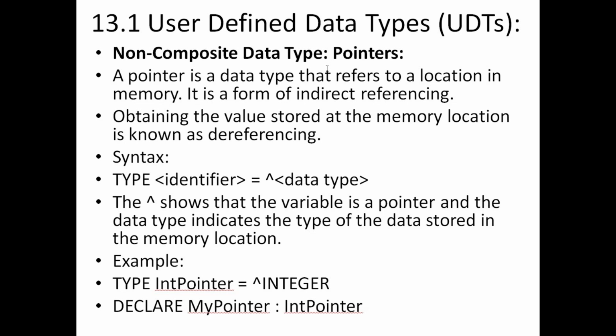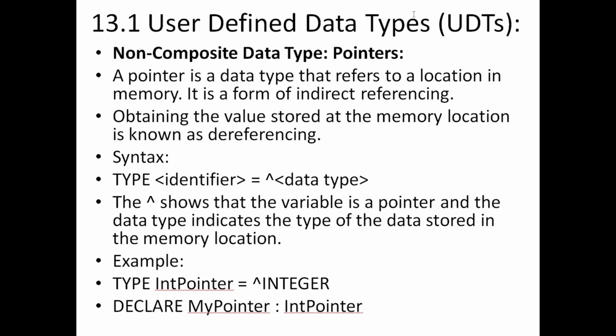Non-composite data types. The next example we have is known as pointers. You have heard this name before in chapter number 10 as well, when we discussed linked lists. A pointer is a data type that refers to a location in memory. In simple terms, it stores the actual memory address of a certain value in the form of indirect referencing or indirect addressing. Obtaining the value stored at the memory location is known as dereferencing.